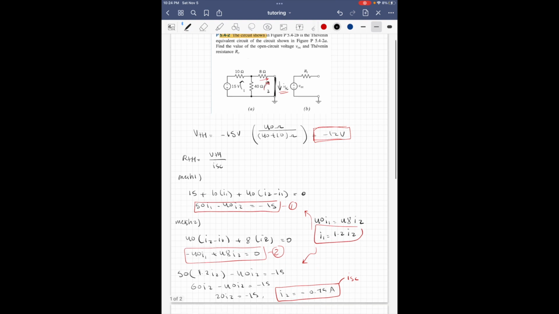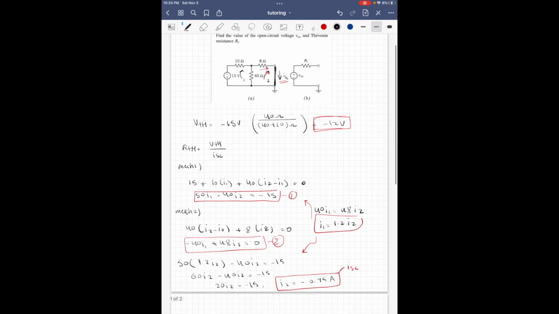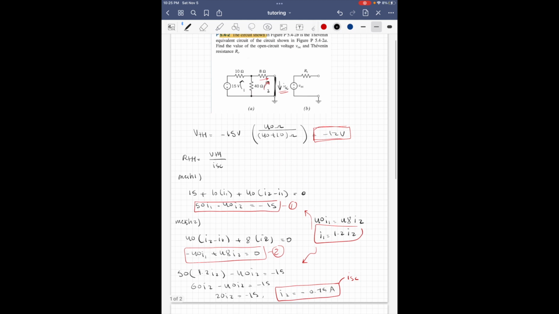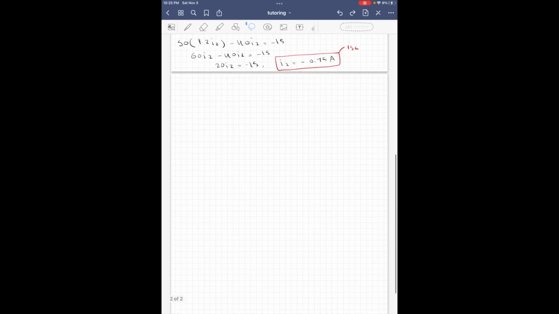So now we have the short circuit current. We need to find the Thevenin resistor. Okay, so we're going to do that down here.